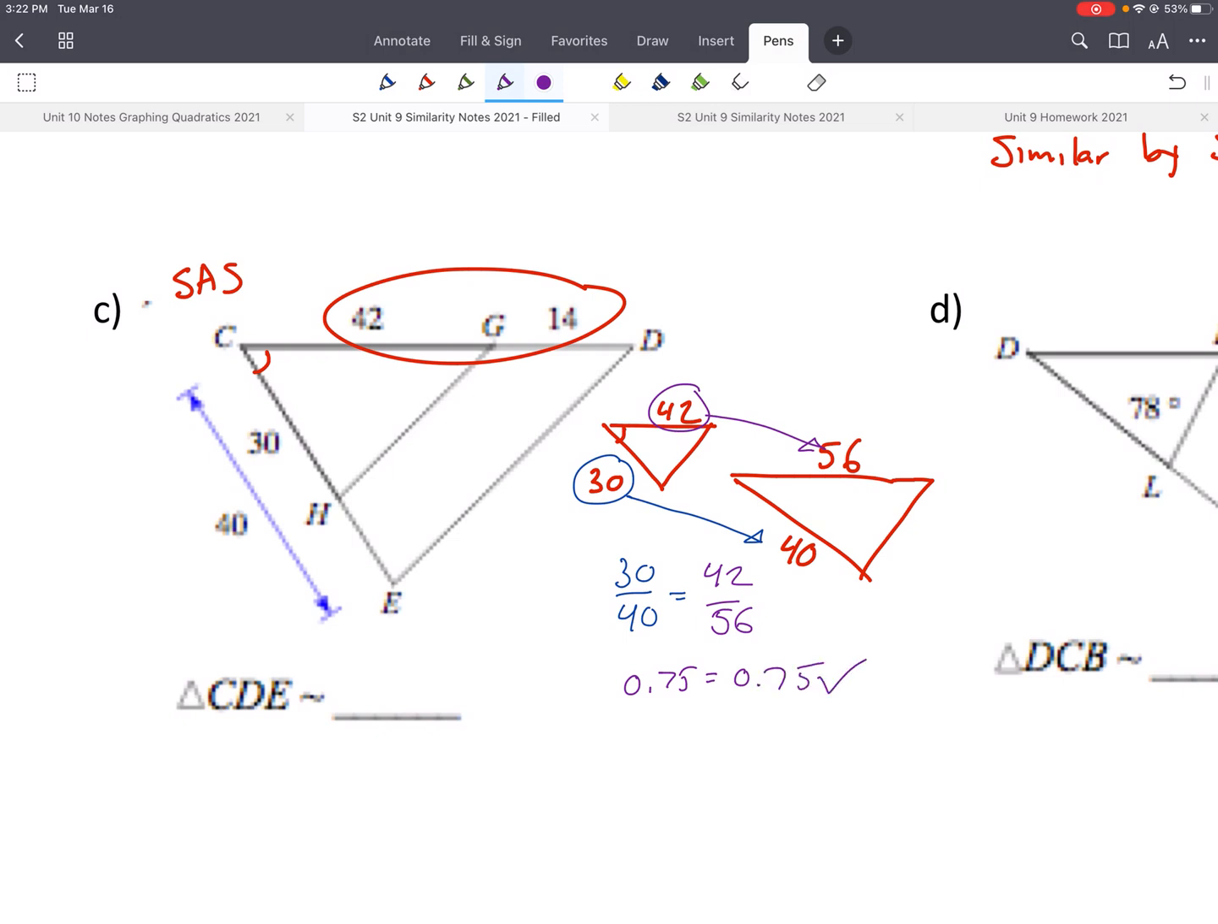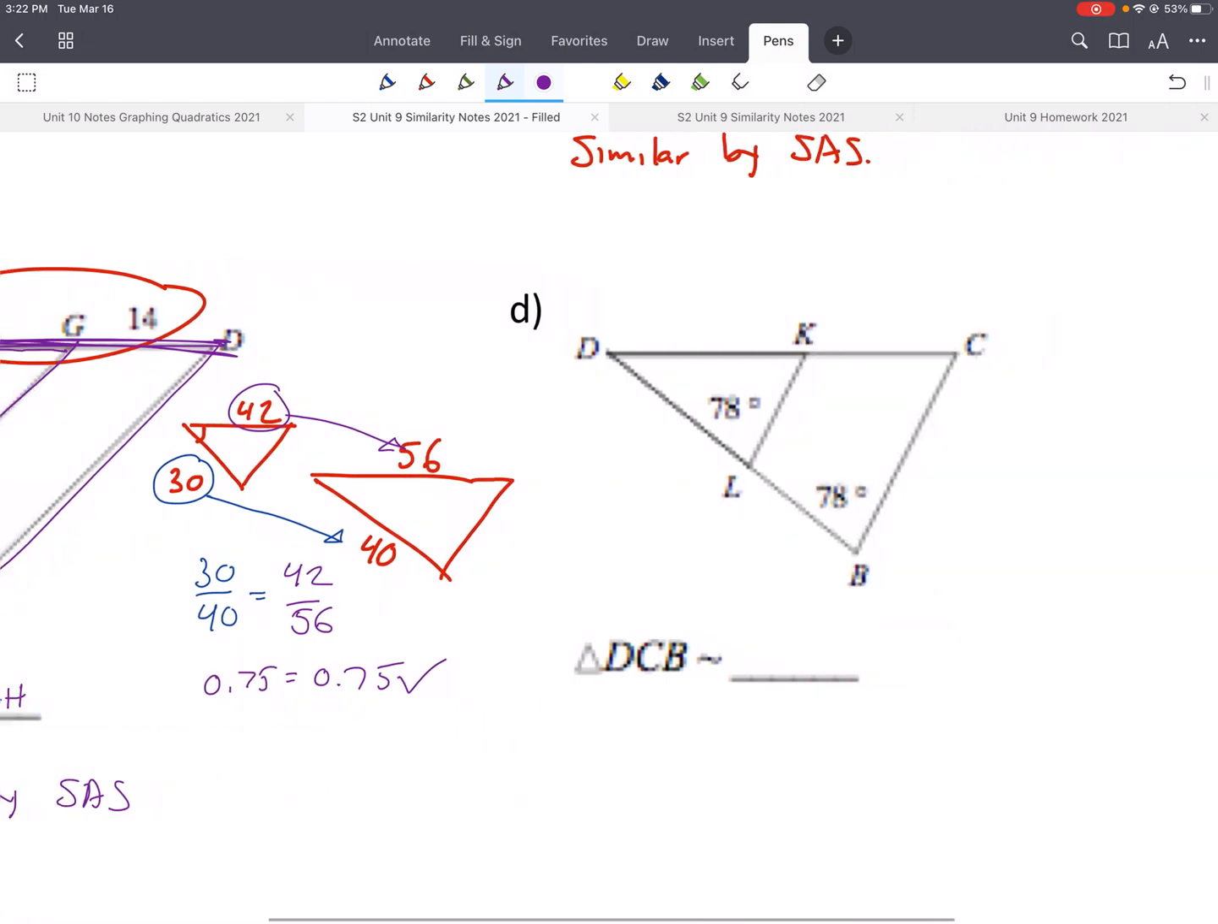So we know that it's similar by side, angle, side, and we need to finish our similarity statement. So CD is this side, so it's going to correspond to CG. And then we'll go DE, so that corresponds to GH.